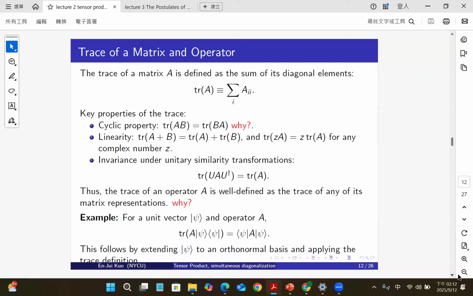So this example tells you that you take a unit vector and make it A. Notice that this ket psi bra psi is not a number. This is a matrix, because this is a ket bra. So this is a matrix. When you now make these matrices, its trace is a number. It's the same as taking the inner product of psi with A times psi. You can use the trace property to prove this. You need to check.